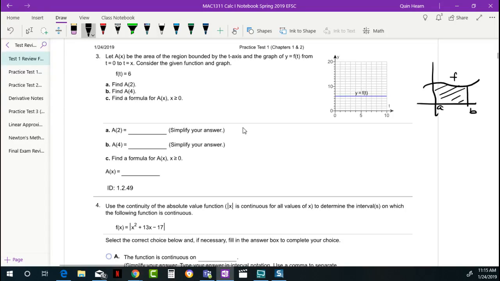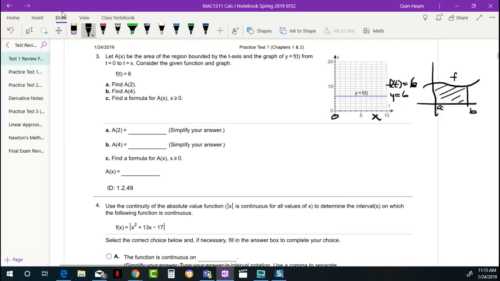So, for example, let's say that we have the x is here. So A of x is representing this value, the area under the curve here, from 0 to x. So consider the given function and graph. So we have f of t is equal to 6. In other words, f is a horizontal line. It's the line y equals 6. So they're just writing that in function notation, f of t equals 6.